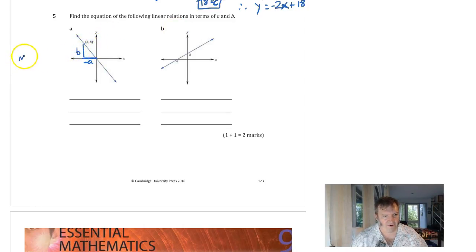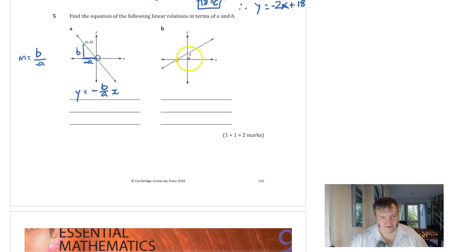So this time the gradient is b divided by negative a. And find the following linear relations. Well, the y-intercept is 0, so that's okay. So this is just going to be y equals negative b over a, that's my gradient, times x, and then plus 0. So that's it, just negative bx over a, or negative b on a times x, same thing.